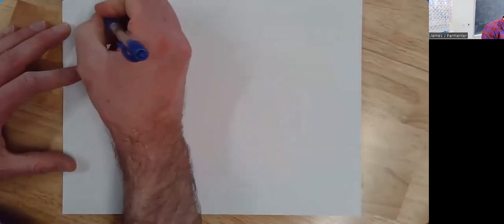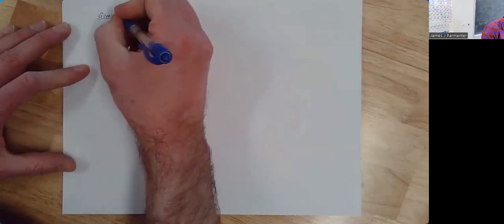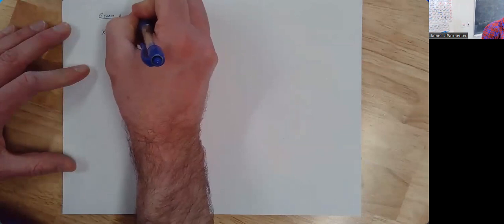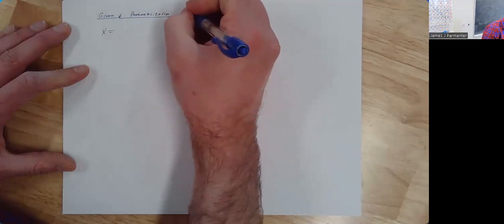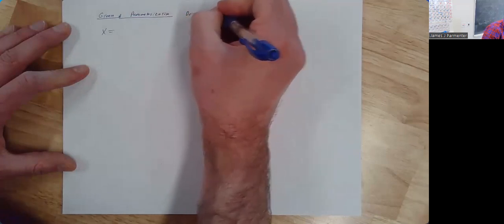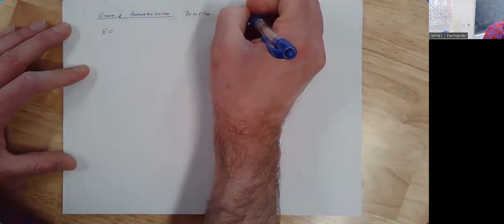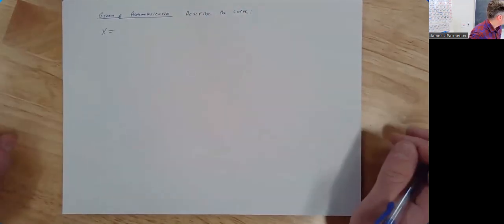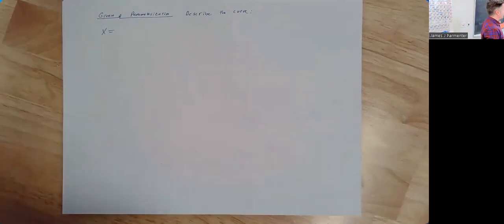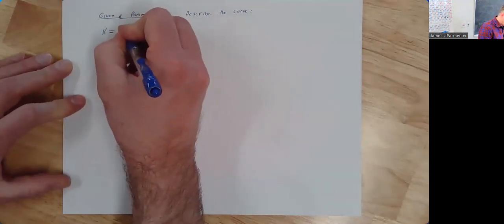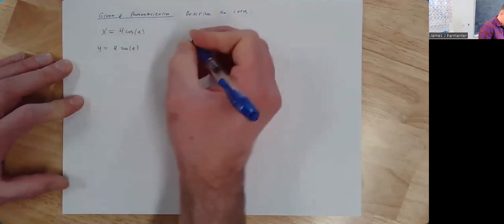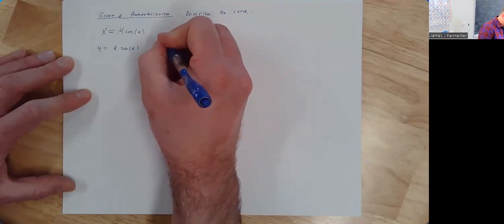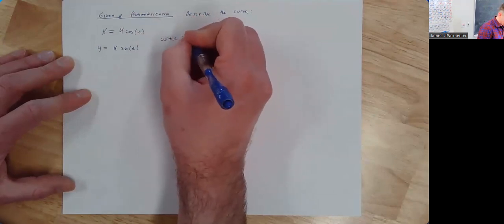X equal to... given a parameterization. Again, we're back to describing the curve. And specifically, I want to talk about circles, and sine and cosine. So if we have something like this, x equal to 4 cosine of t, y equal to 4 sine of t, and t is going from 0 to, sure, let's just go all the way around.